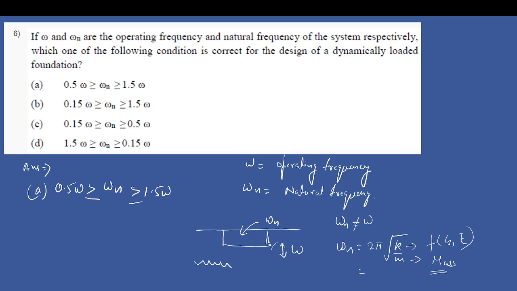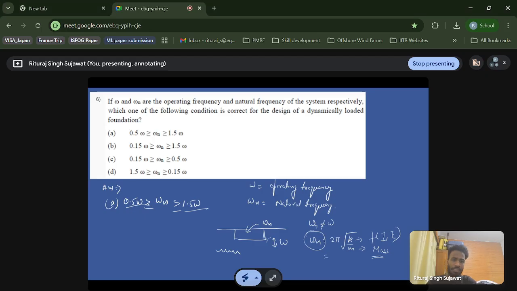So f is a function of your geometry, and your geometry is also denoted by I. So you need to design your footing, considering the geometry, material, and mass, such that the natural frequency which you get should always not be in the range of 0.5 omega to 1.5 omega. So that's what I want to show you.